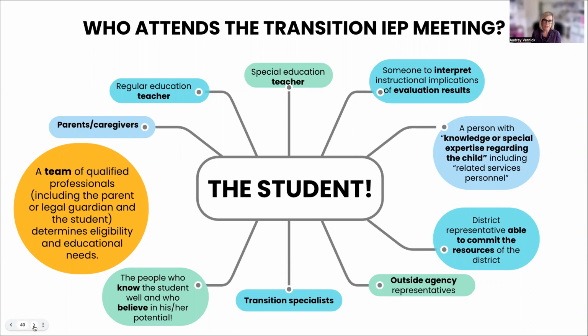The other change at transition age is, you always need the parents and caregiver, the regular education teacher, the special ed teacher, someone to interpret the education results, a person of knowledge or special expertise about the child.